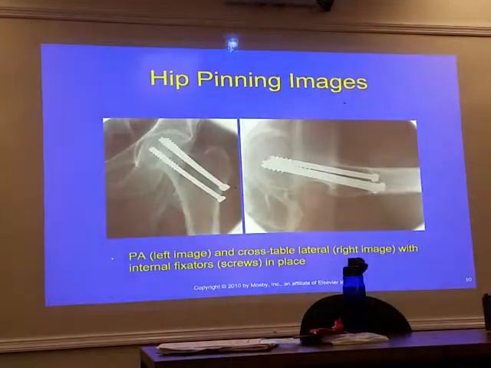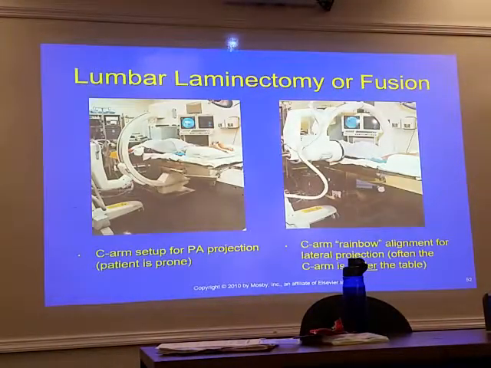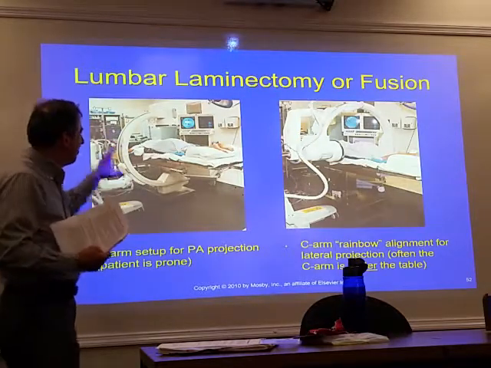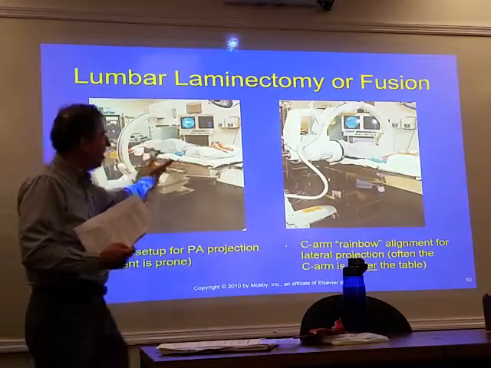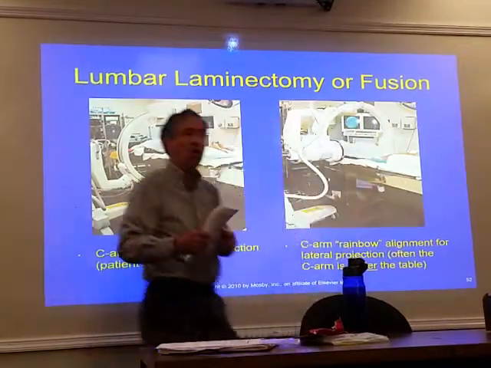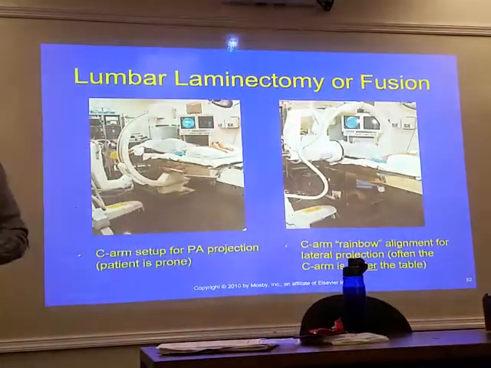This is just some general information, okay? Just keep in mind when you do these lumbar laminectomies, sometimes the machine goes in like this. It can go over them, that's called a rainbow. Sometimes it can go under. So it just kind of depends on what they're doing.